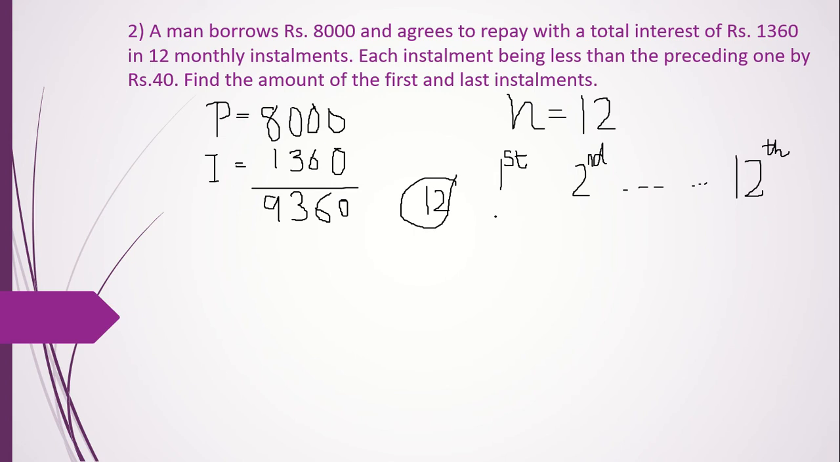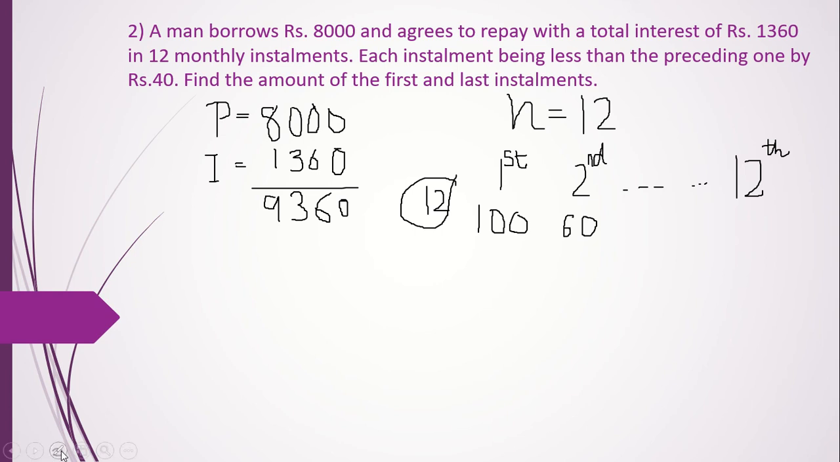So suppose let's say his first installment was rupees 100. Just an example I'm giving. Then this would be 60. Installments will go on decreasing. So what is the actual installment? That they have not given us. They have asked us to find the amount of first and the last installment. But what is the amount of installment, that is not given.